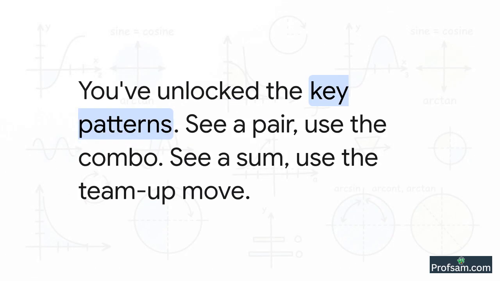So let's just quickly recap what we learned. The whole secret to this chapter is just recognizing the pattern. If you see a sin inverse and cos inverse pair, boom, use the easy combo. If you see a sum of 2 tan inverses, what do you do first? You check the condition and then you use the team-up move.